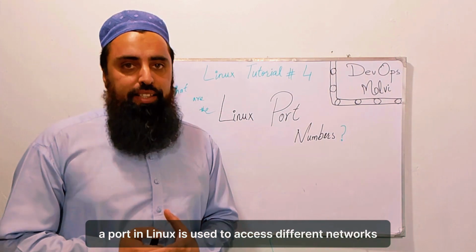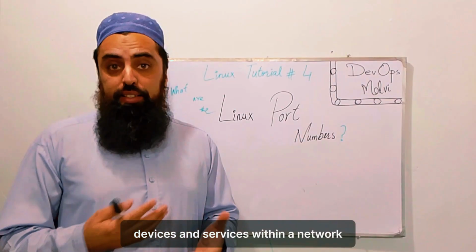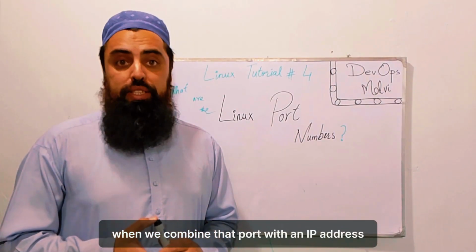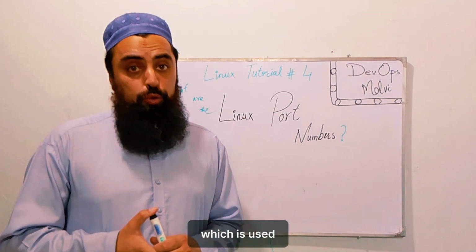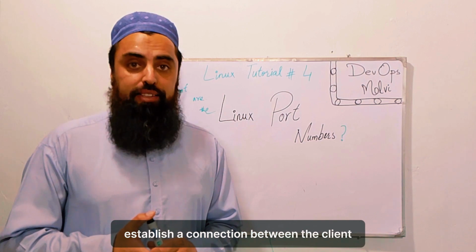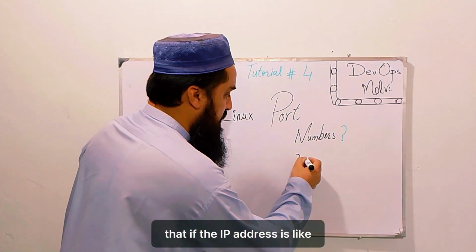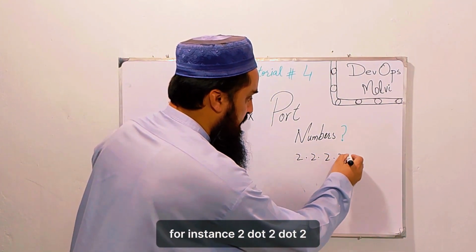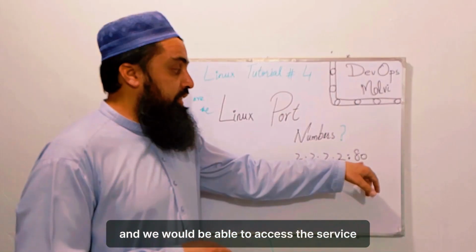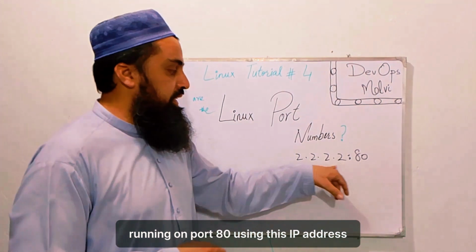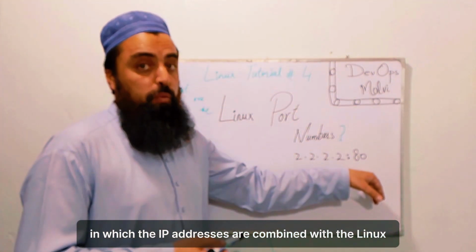Similarly, a port in Linux is used to access different network devices and services within a network. When we combine that port with an IP address, it results in a socket address which is used to establish a connection between the client and the server. Normally, if the IP address is, for instance, 2.2.2, the port 80 is combined with that IP address and we would be able to access the service running on port 80 using this IP address. That is the normal practice in which IP addresses are combined with Linux ports.